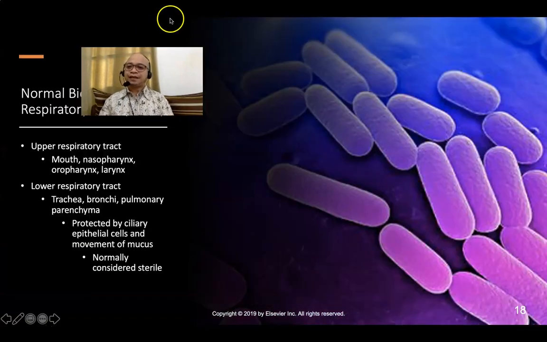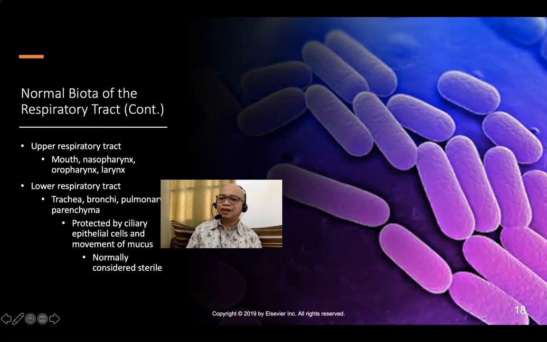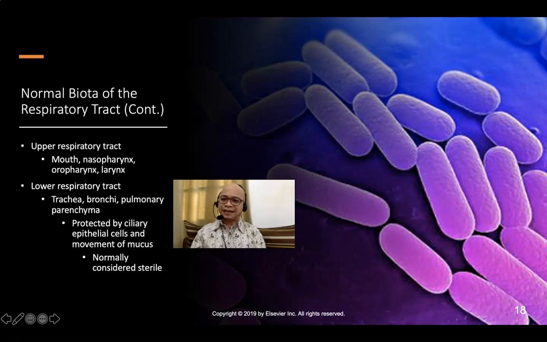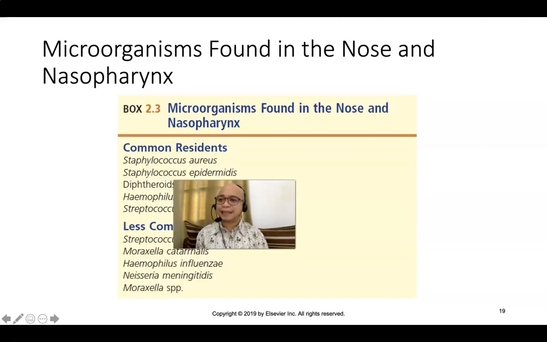Okay. So the normal biota of the respiratory tract, as what I told you, it's a duplication of the slide, is considered to be as sterile. However, there are some microorganisms, such as the one that you can see here, that is an example of Klebsiella pneumoniae, one of the pathogenic organisms that may invade the respiratory tract.